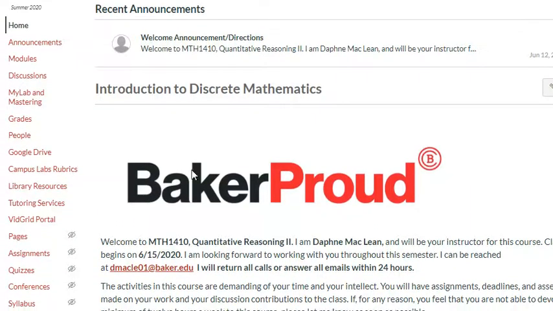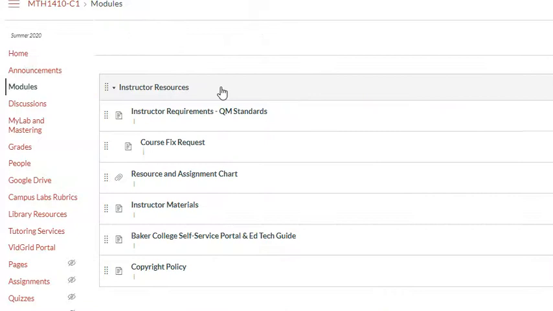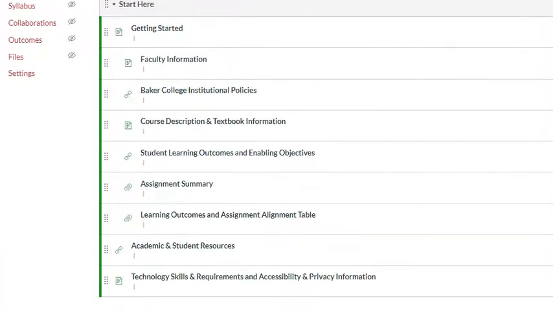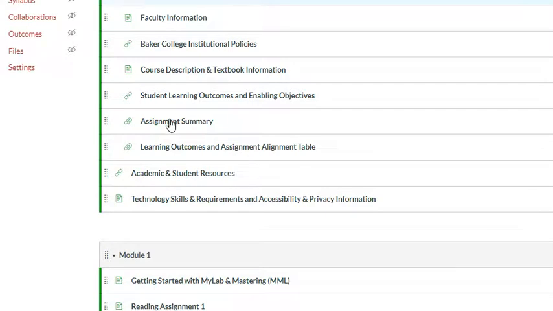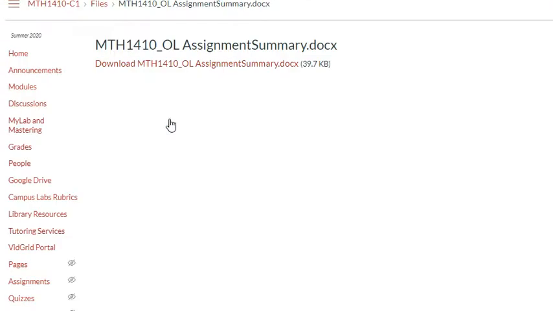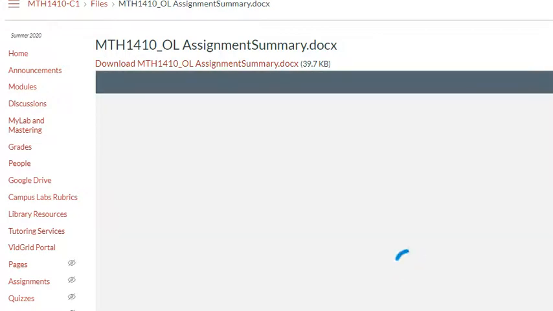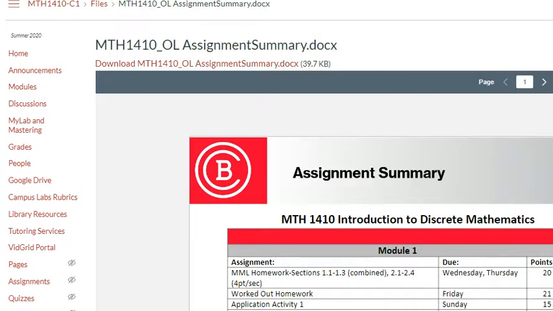Okay, so here we're going to go straight to modules. And we have 8 different modules because we have 8 different weeks. All right, instructor resources, that's not for you, so I'm going to pass that up. What I want you to see that's most important to tell you about is right here, assignment summary. I go ahead and print this out for myself and check on it daily, and I recommend you do the same. It's always recommended that you work ahead and not behind because we don't accept late homework.